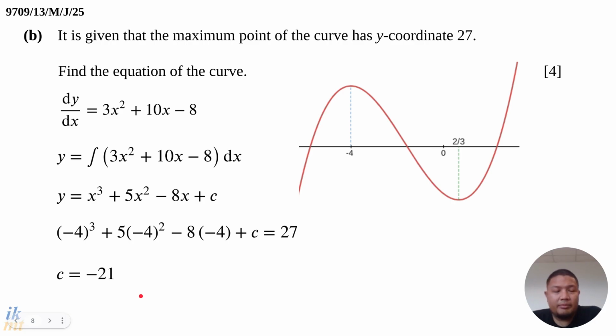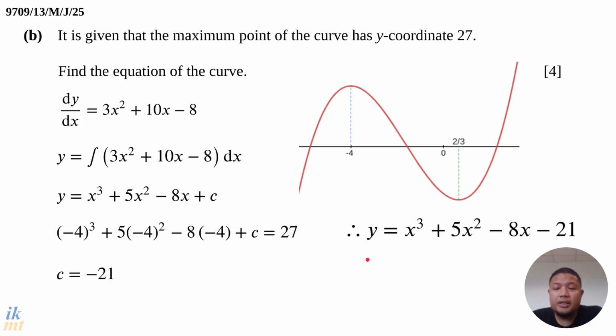Now, the danger here sometimes for some students, they stop here. Usually they like to have the solution to be a letter equals a number. In this case, they are not asking for the value of c, they're asking for the equation of the curve. So make sure you don't forget to, in the end, write down the equation of the curve and substitute the value of c that you have found. So final answer, y is equal to x cubed plus 5x squared minus 8x minus 21. So this is our equation of the curve. And if you did get this answer, then you have done a good job.